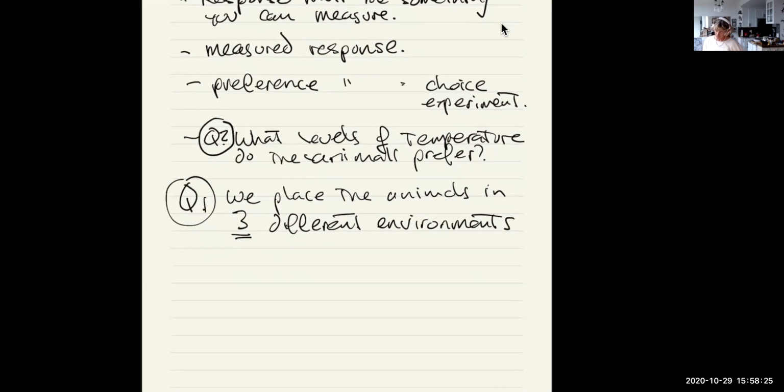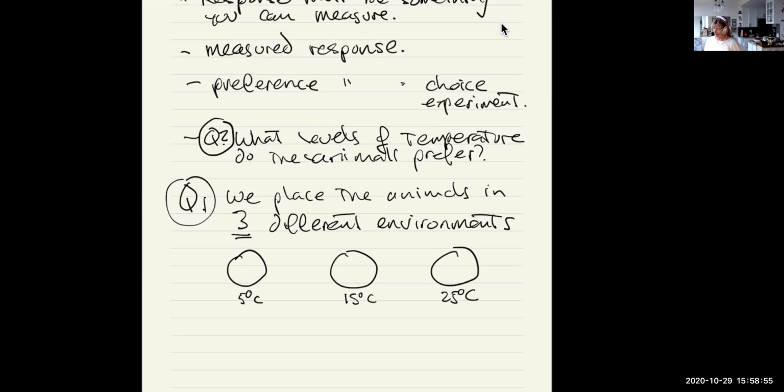So say we have 3 different temperatures. We have to choose a temperature that won't kill the animal. That's very important. Neither freeze it nor boil it. So let's say we go 5 degrees Celsius, 15 degrees Celsius, and 25 degrees Celsius.